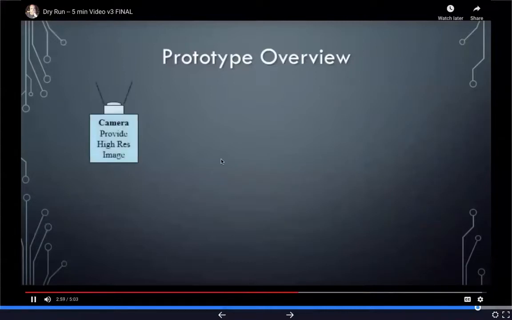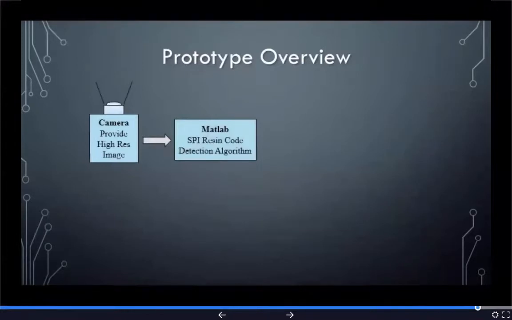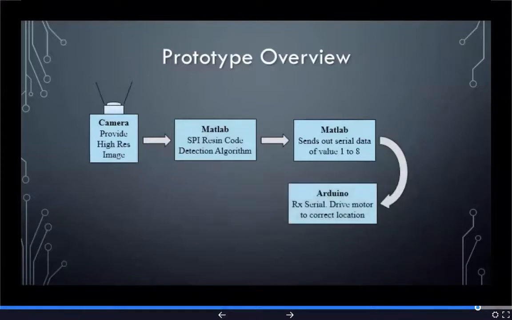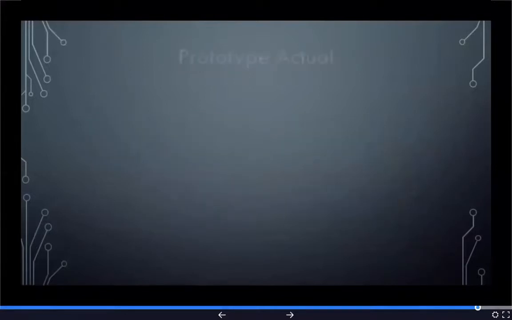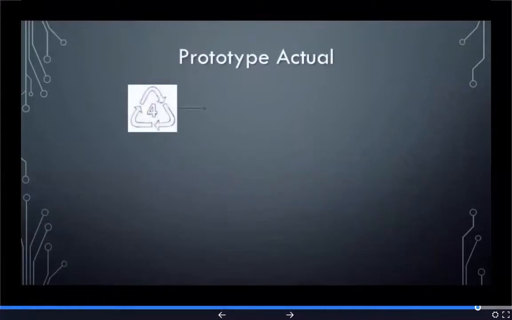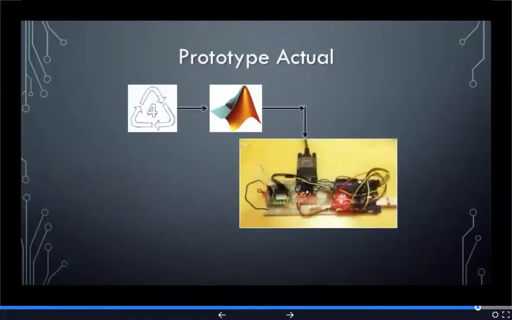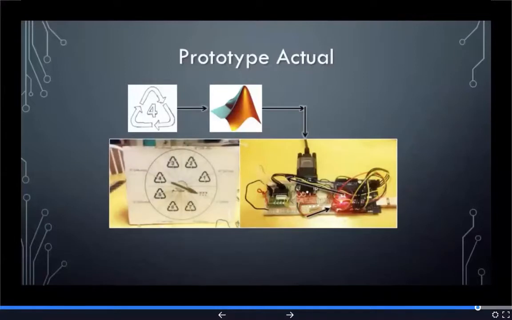A high-resolution camera sends an image to MATLAB. The patentable detection algorithm, then decodes the SPI code and sends that value out via serial data to a microcontroller. The microcontroller then drives a stepper motor and actuates a door to open, dropping the bottle, and sorting. Actual prototype results show a noise-induced hand-drawn images sent to MATLAB. MATLAB detection algorithm for successfully detecting the SPI code and sending that data via serial to a microcontroller. The microcontroller then correctly drives a stepper motor to the correct SPI code location, and a LED will blink, showing or simulating that a door has opened.